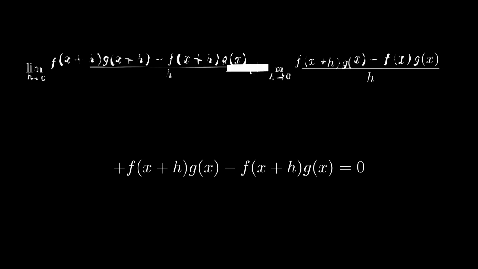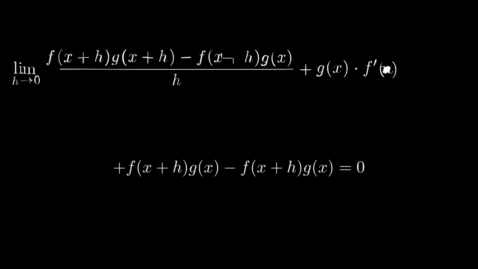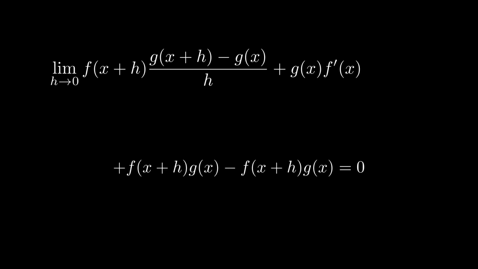We can factor out g of x and bring it out of the limit, and that leaves us with the textbook definition of f prime of x. So the right side evaluates to g of x times f prime of x. Now, let's take a closer look at the left. We can factor out f of x plus h, and what remains is the derivative of g of x.